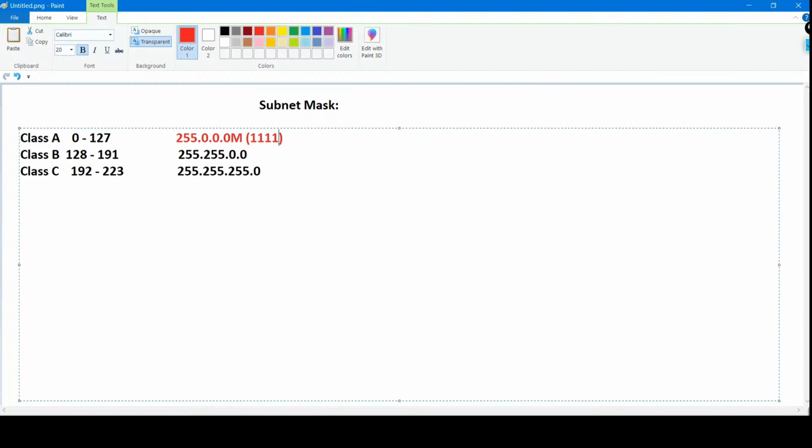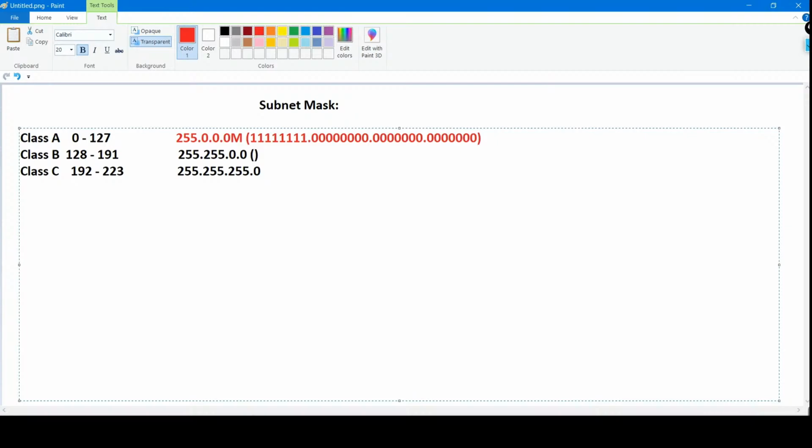The first bit will be 1, then the last 7 bits will be 1111111. This is your subnet mask in binary: 11111111.00000000.00000000.00000000. That means 24 host bits are there and 8 network bits are there.